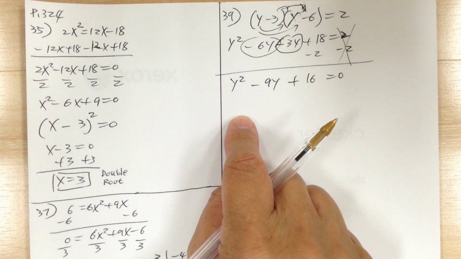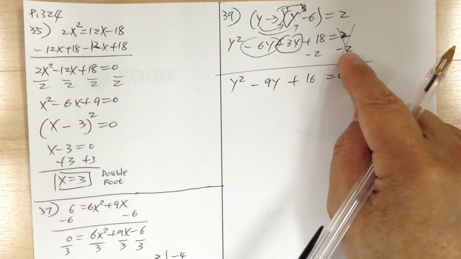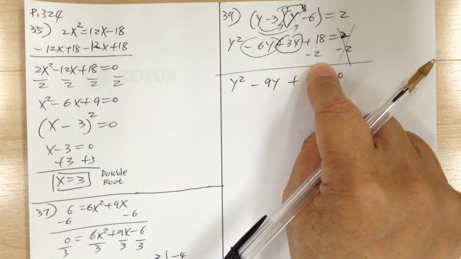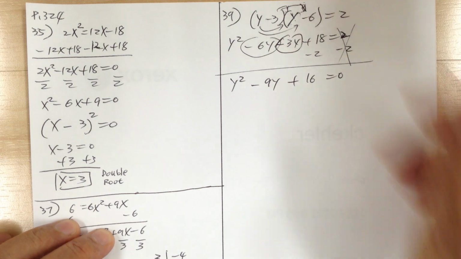Next step, you have to, oh wait, let me see. I want to double check something. Oh, this is a negative 2.